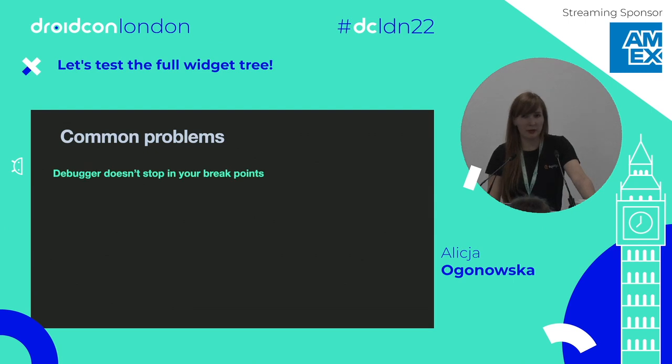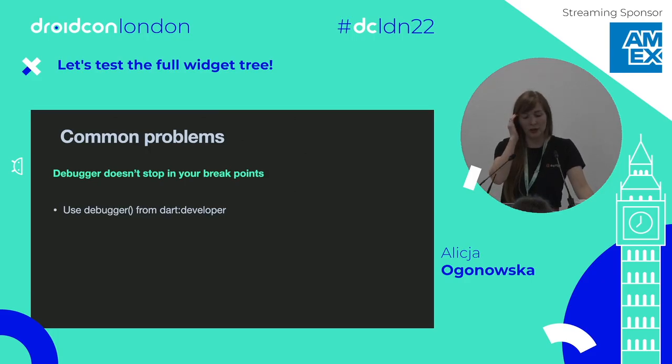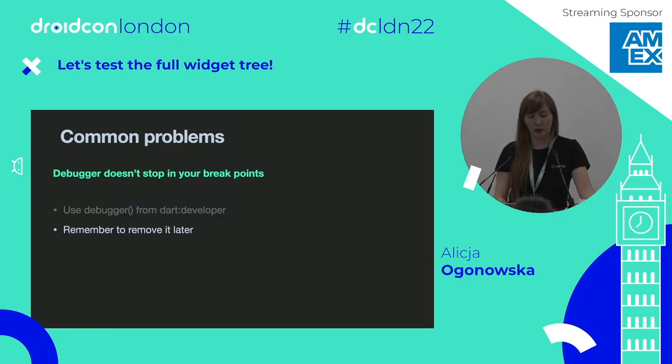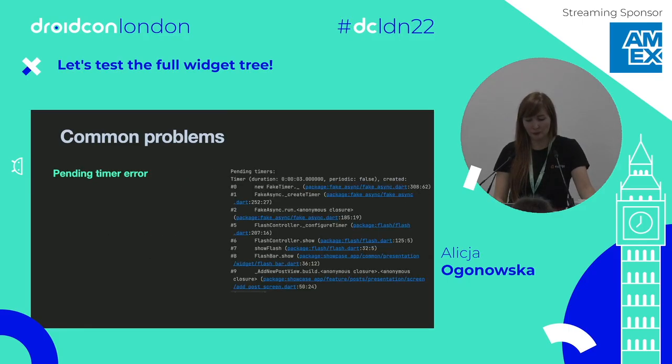Also, sometimes the debugger doesn't stop at your breakpoints. I'm not sure if this happens just in Android Studio or in VS Code as well, but one useful thing that I don't think is that popular: you can use debugger from dart:developer and just paste this line where you want the IDE to stop, and then it will surely stop. But remember to remove it later, because otherwise your test won't run.